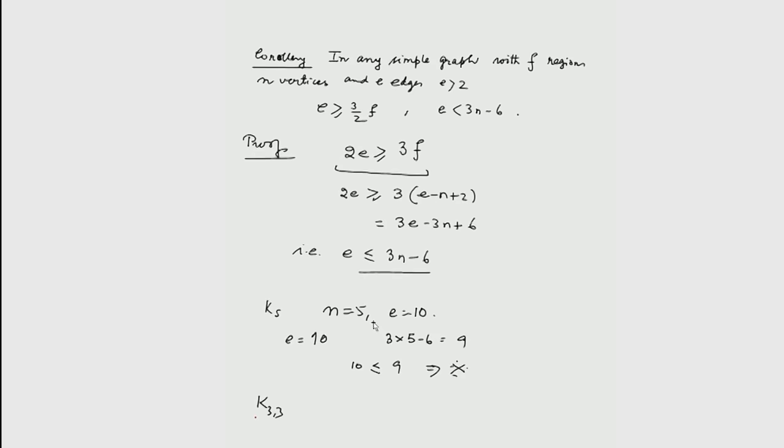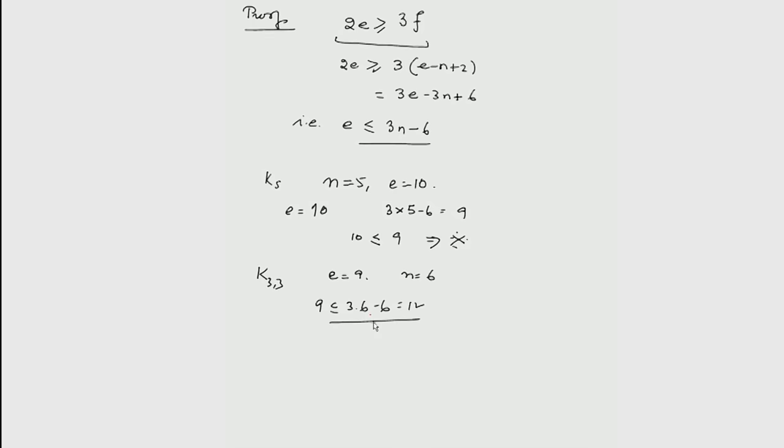If I now look at the second graph of Kuratowski, we will see that this is K33, and in this case E is equal to 9 and n is equal to 6. So, if I now put in this value, we will get 9 is less than or equal to 3 into 6 minus 6, and this gave me 12. So, there is no contradiction over here, but I think a little more, I look at the graph again.